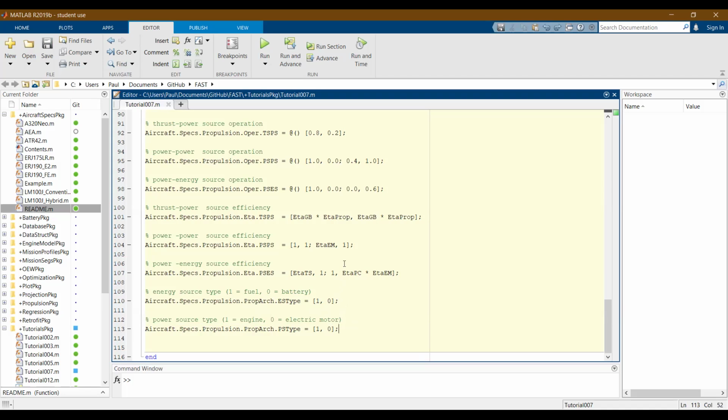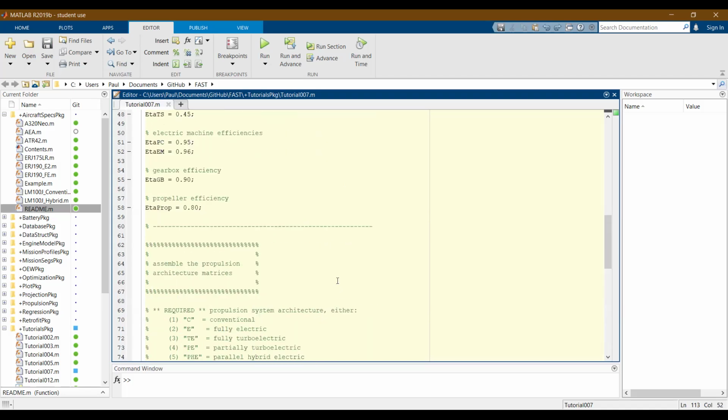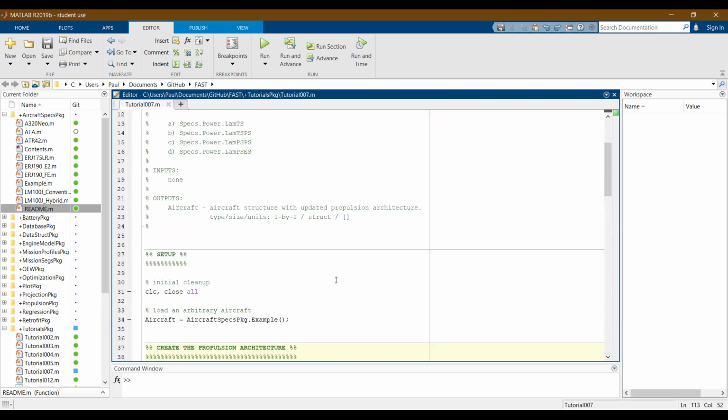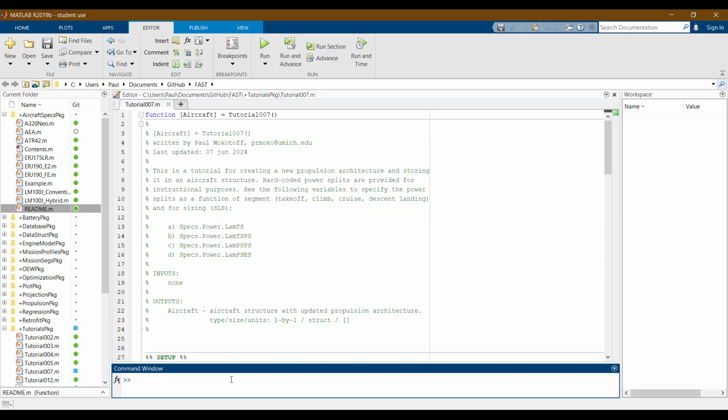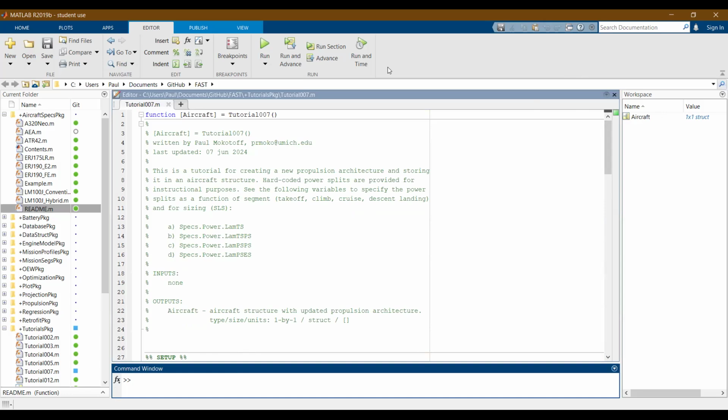Okay, so now we have everything in MATLAB. What I'm going to do is run this script, and then we'll see an aircraft structure pop up in the workspace over here, and then we'll just take a look to see where all of the information is stored. So let me make an output structure called aircraft and set that equal to the tutorials package. And we are in tutorial 7. And here we have our aircraft structure now. So what we can do is we can open that up.